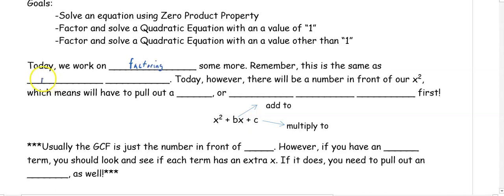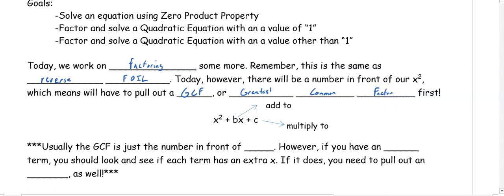Remember, factoring is reverse FOIL. Today, however, there's going to be a number in front of our x. Pull out a GCF, which is a greatest common factor.